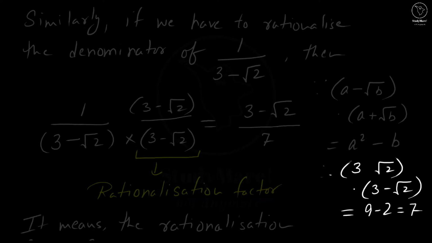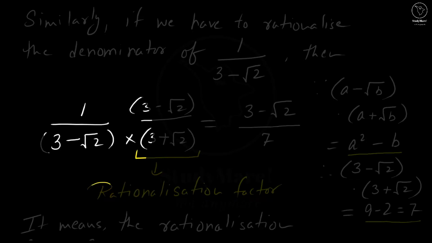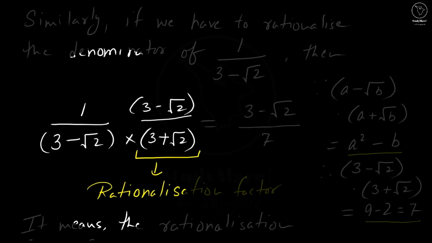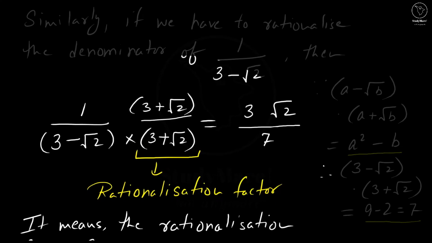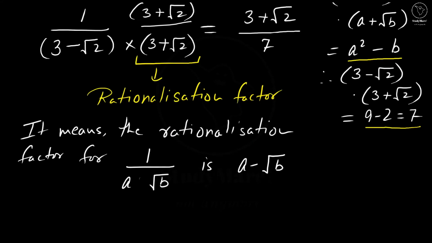Same way, we change plus to minus between 3 and root 2, and here minus to plus between 3 and root 2. But the result remains the same, as by changing the signs, we are just exchanging the positions of these factors. So the rationalization factor now becomes 3 plus root 2, as the denominator is 3 minus root 2. It means we multiply 3 plus root 2 into the denominator as well as the numerator, thus getting the result as 3 plus root 2 by 7. It means the rationalization factor for 1 by a minus root b is a plus root b.